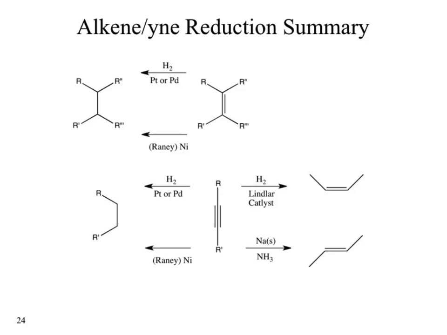Lindlar's catalyst and hydrogen with an alkyne, triple bond, will get you what kind of double bond? A cis, meaning those R groups are same side of the pi bond. Sodium metal, not ion, and ammonia will get you a trans alkene, where our R groups are on opposite sides of the pi bond. Those 2 reagents are of pretty critical importance to memorize when it comes to alkynes and our reduction summaries.